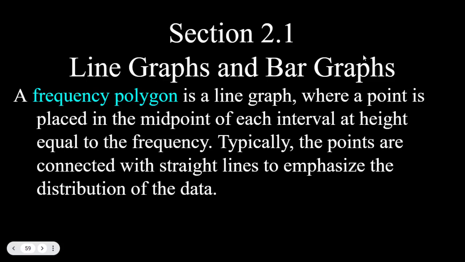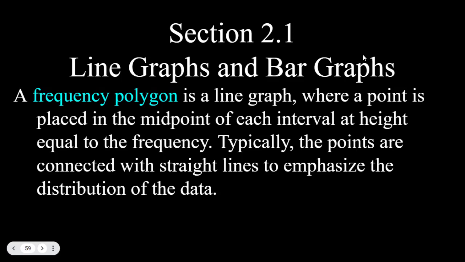Section 2.1 is a pretty short one. We're talking about line graphs and bar graphs. First of all, a type of line graph, a frequency polygon, is a line graph where a point is placed in the midpoint of each interval at heights equal to the frequency. Typically, the points are connected with straight lines to emphasize the distribution of the data.